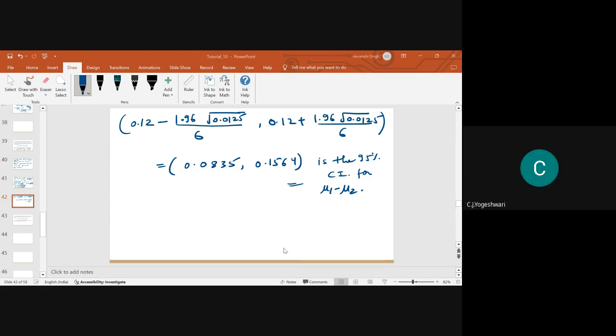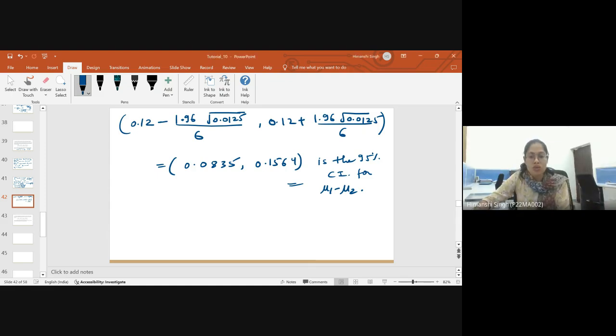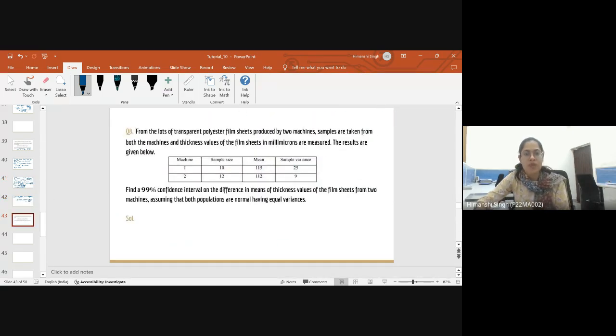Yes, ma'am. Okay, so we will now move forward to the next question. We are just applying the formula and writing the value from the table. So in question 8, from lots of transparent polyester film sheets produced by two machines, samples are taken from both machines, and the thickness of the film sheets is measured in millimicrons. Now the results are given below.